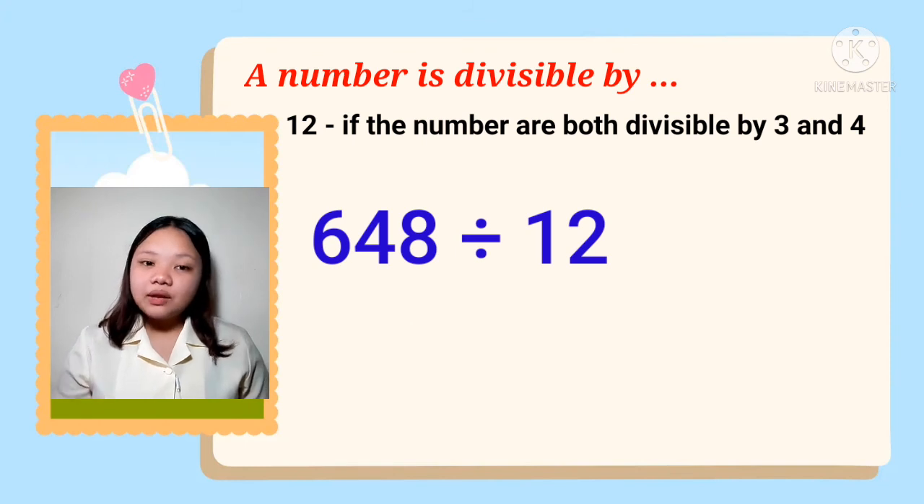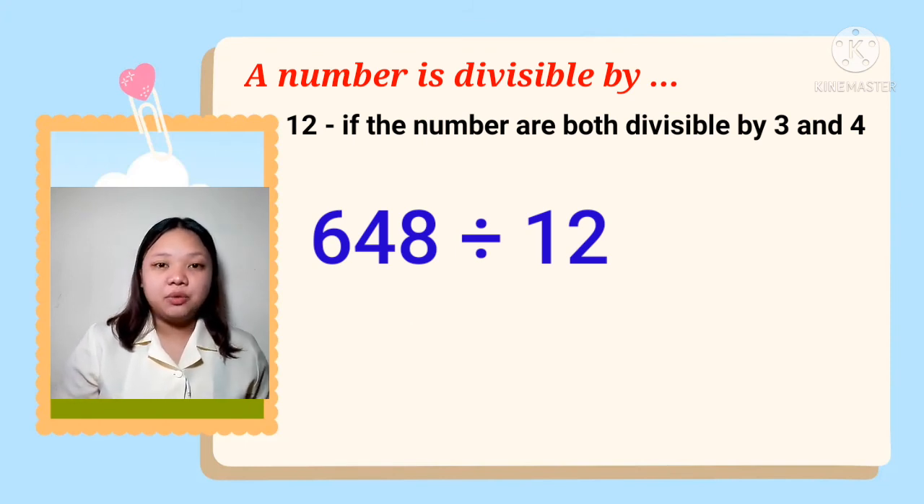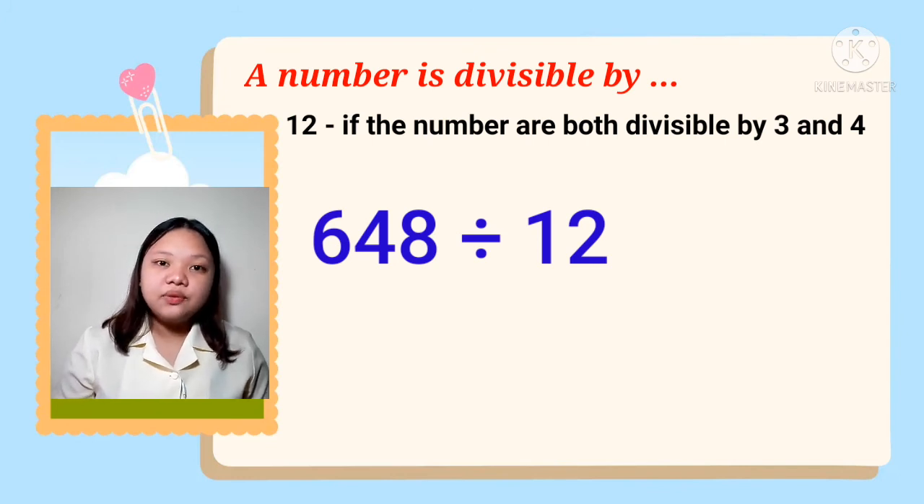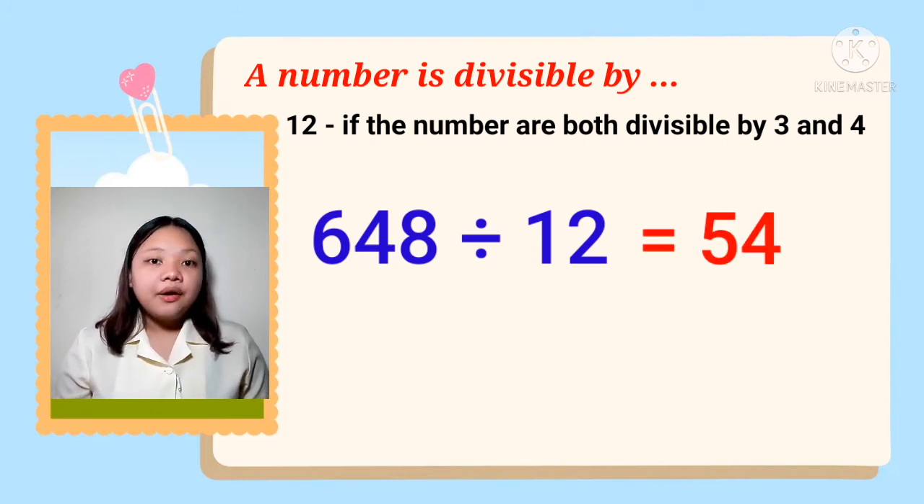And now, let us try if it is divisible by 12. So, 648 divided by 12 is equal to 54, which is a whole number. Therefore, it is divisible by 12.